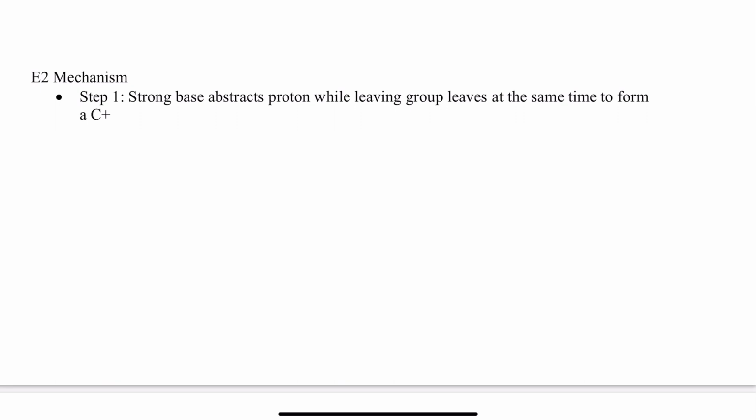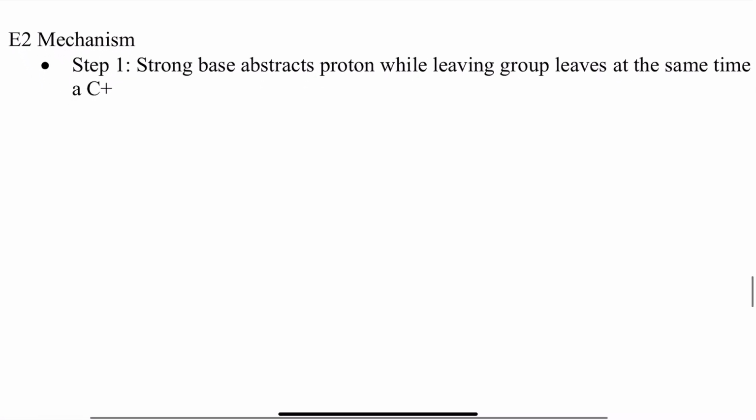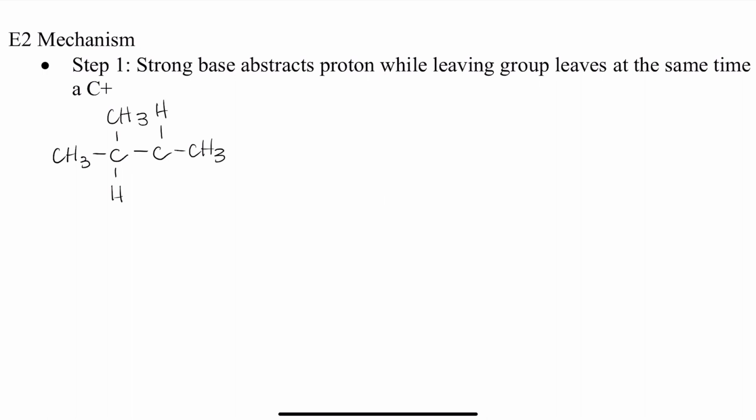Alrighty, so our next example is we're going to have 2-bromo-2-methylbutane, and it's going to react with tert-butoxide. The tert stands for tertiary. So this base is going to be tertiary.